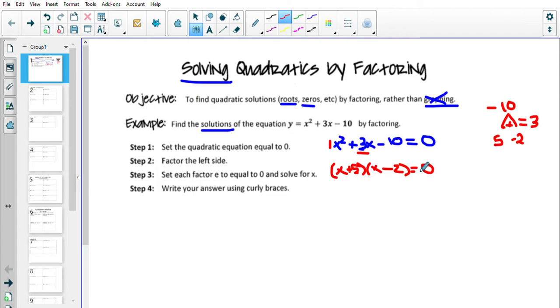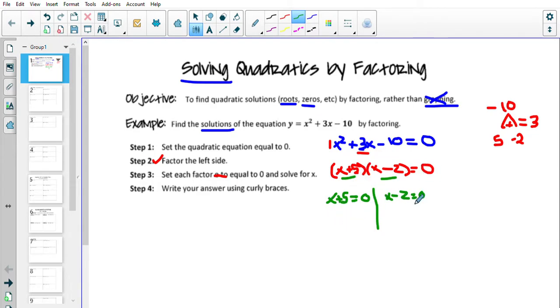Now it looks a little bit different from what we did before, where now I have my factors, but it's set equal to 0. So that's step 2. Step 2 done. Step 3 says set each factor equal to 0 and solve for x. Here's what that means. Take your first factor, x plus 5, and set that expression equal to 0. And then take our second factor, x minus 2, and set that equal to 0. So we're taking both of our factors and setting them equal to 0.